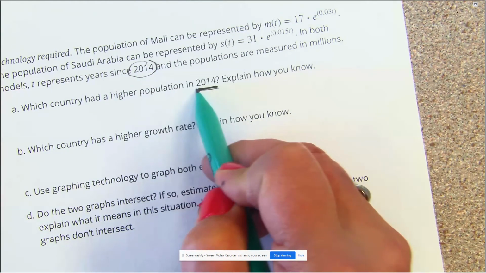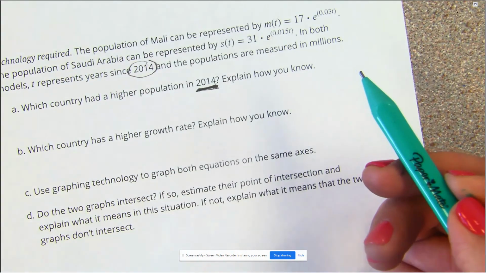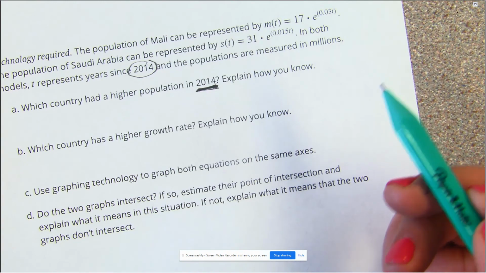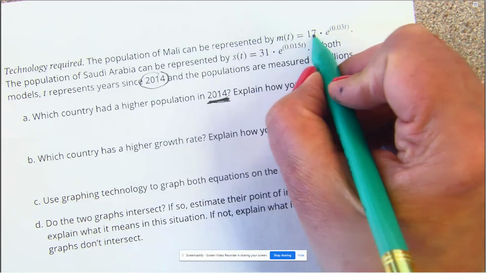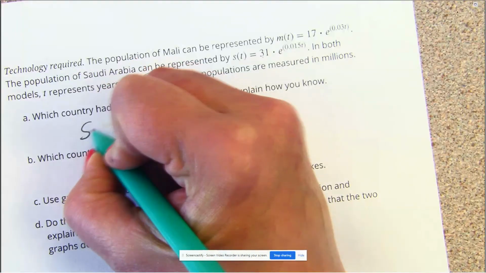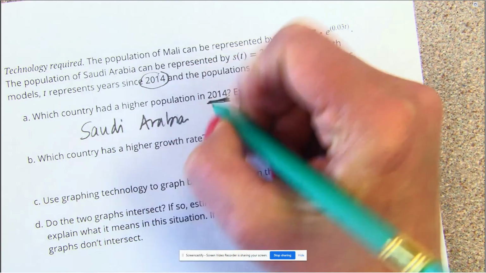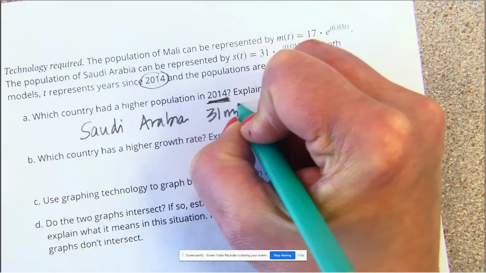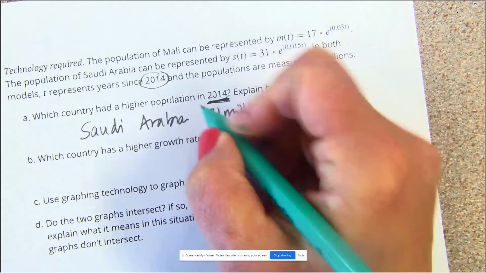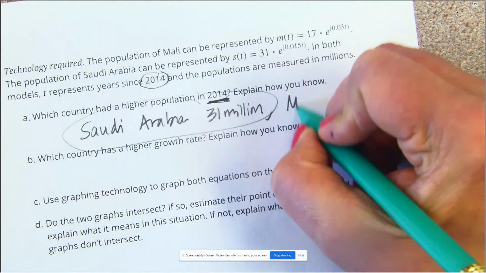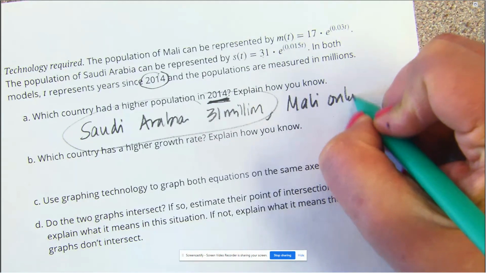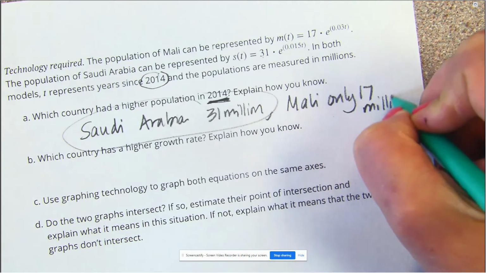Well, that's when it started. No work required. Look at the equations. The A value is the starting amount, 17 or 31. Saudi Arabia, 31 million. Mali only had 17 million.